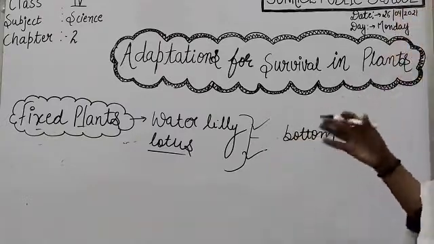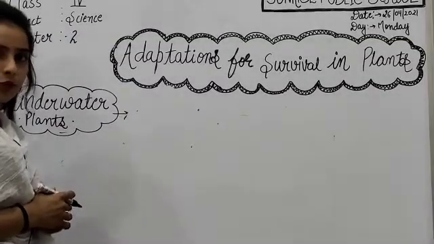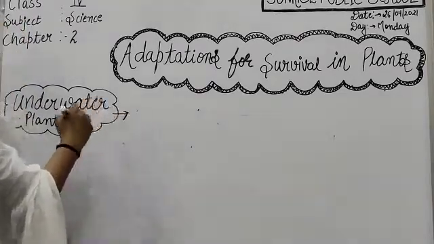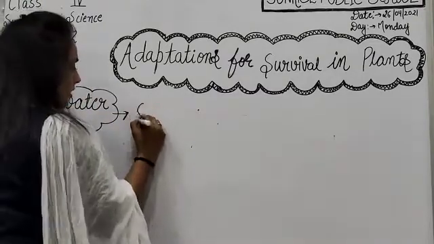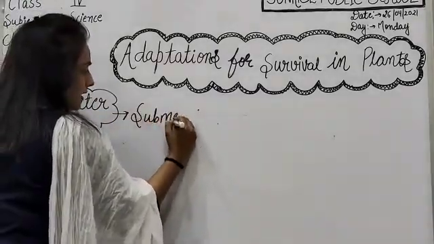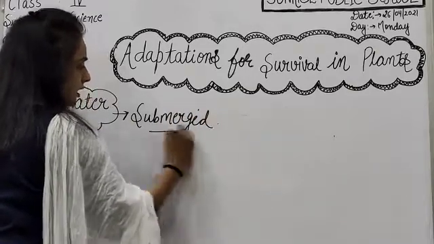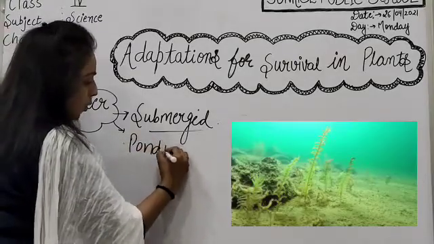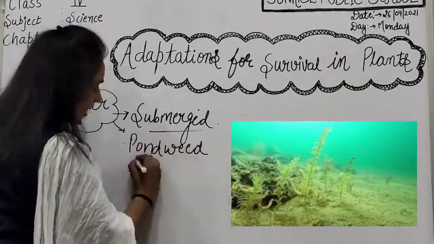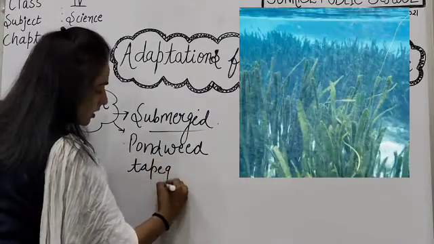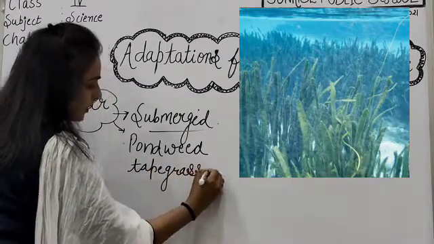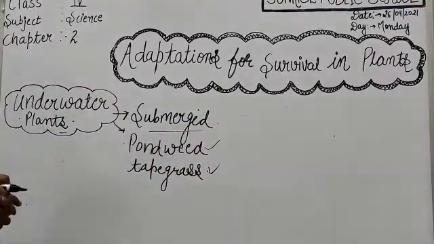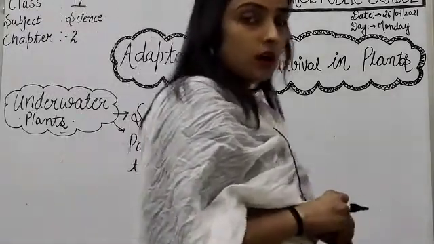So these are the fixed plants. Let's discuss underwater plants. Underwater plants are those plants which are submerged in the water completely. Examples of underwater plants are pondweed and tape grass. These are the two examples of underwater plants, and they do not have stomata.